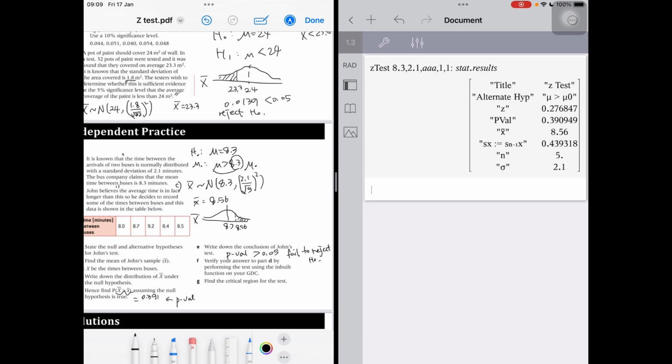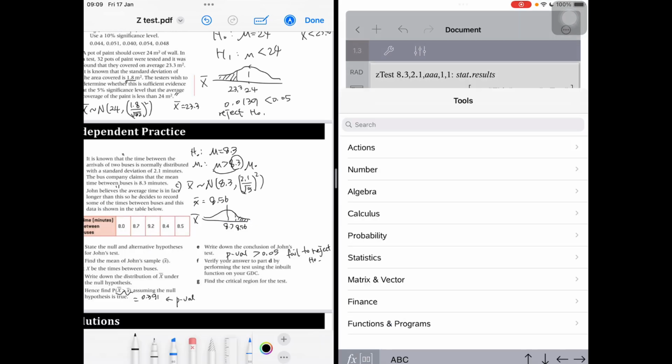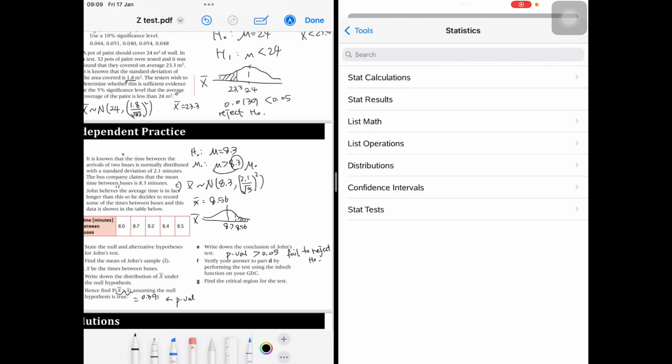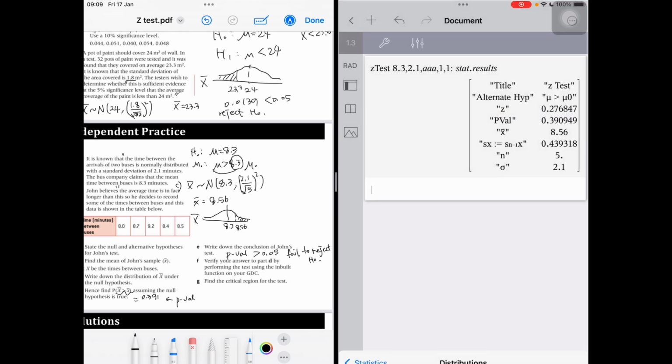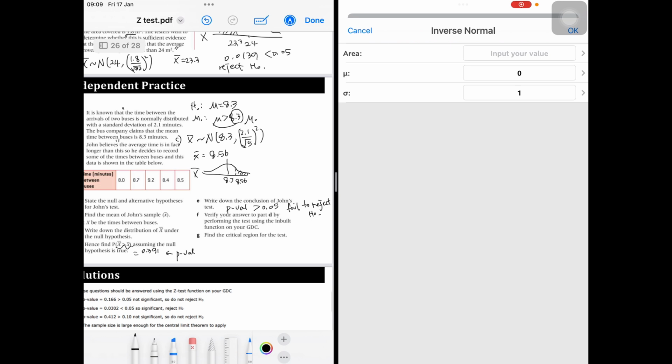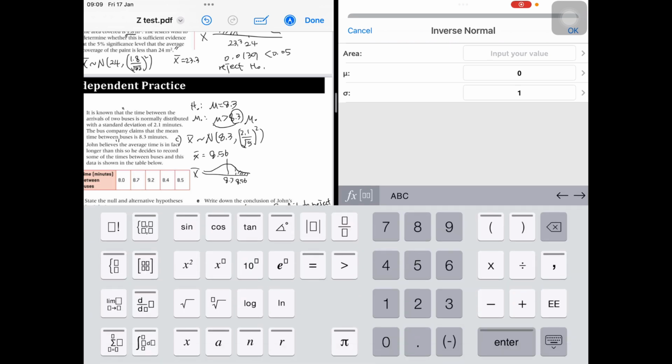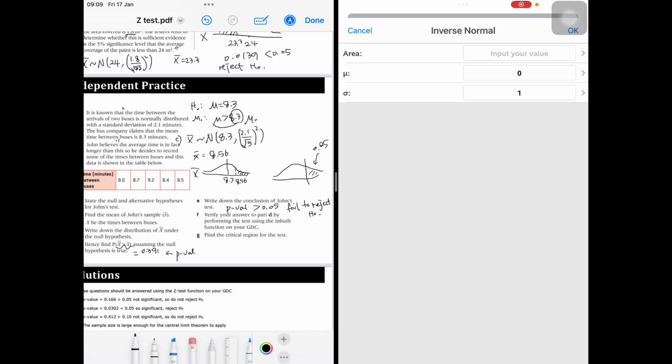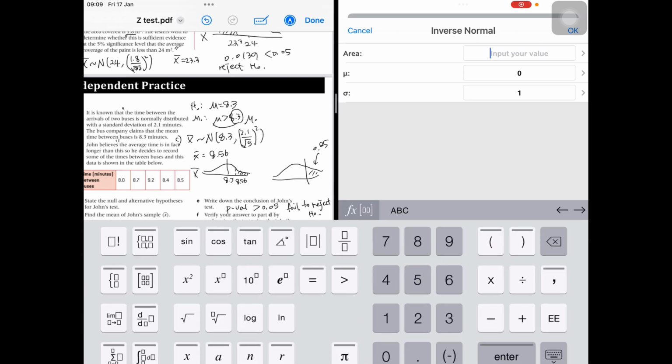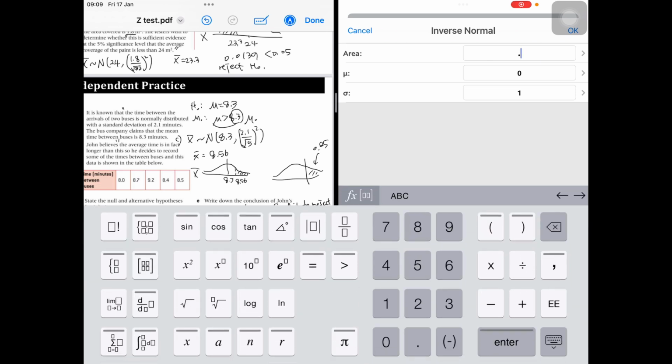So again, fail to reject H0. And the critical region for this: stat, distribution, inverse normal. Now we assume a 5% significance level again, so we want to know what is the 5% on the right side. Inverse normal always needs the area on the left side, so we need to input 0.95.